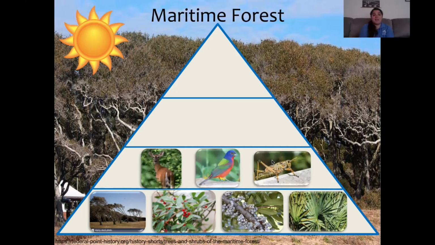Next in our pyramid is our first consumers, which remember are our herbivores, which means they are eating plants. They are eating our producers. The first one is our white-tailed deer, and these guys mostly eat grass and leaves and maybe some berries too. We also have birds in the maritime forest. This bird is a painted bunting. It's a really important bird here in southeastern North Carolina.